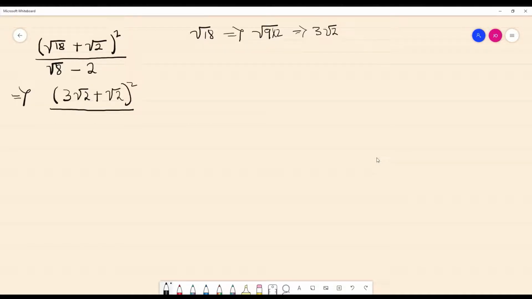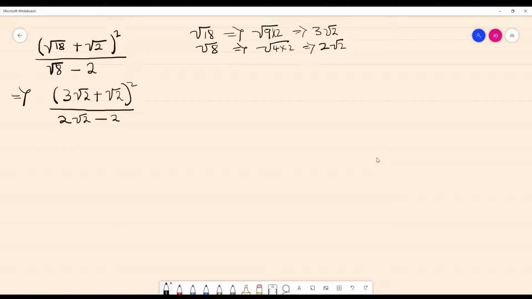We also know that root 8 is 2 root 2. The reason here is root 8 is same as root 4 times 2, and root 4 gives us 2, and we have root 2. So that's how we have 2 root 2 here minus 2.